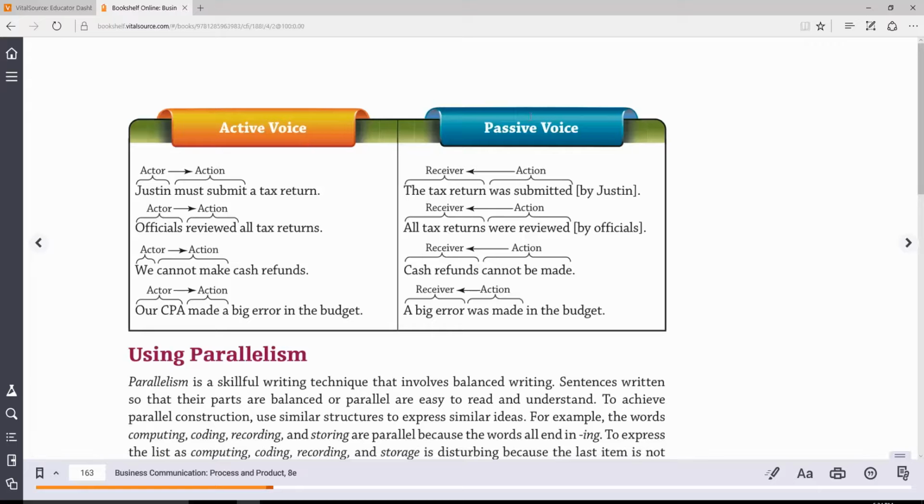So here's active versus passive. The actor is Justin, and the action is must submit. Passive: the tax return was submitted by Justin. And then you can just go over these examples.